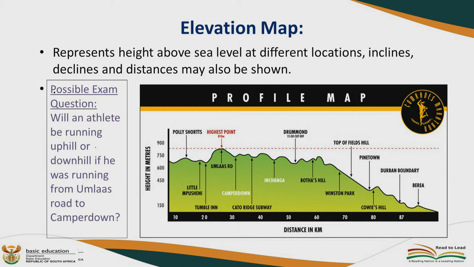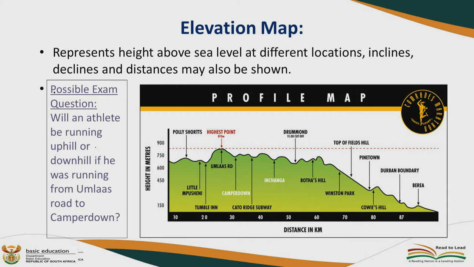As you can see on this example of the profile map, guys, take note that it is called an elevation map, but some books may say it's a profile map. So both of the terminologies are correct. And then it indicates the different slopes. As you can see, it's not a flat surface. So this is where the runners will be running.